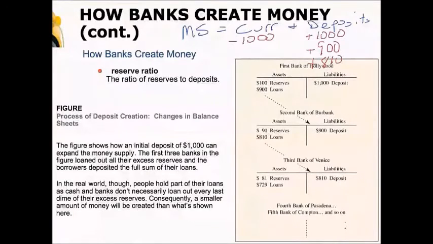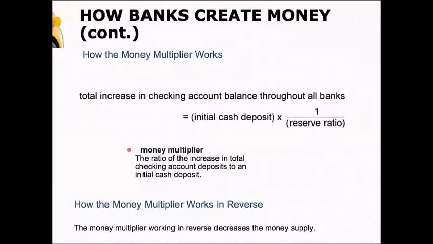The overall change in the money supply, we can add that up by looking at the money multiplier. The money multiplier is equal to 1 over the reserve ratio. So the total increase in checking account balances throughout all banks is equal to the initial cash deposit times 1 over the reserve ratio. The total change in the money supply is slightly different. The total change in the money supply is equal to the change in currency plus the change in deposits.